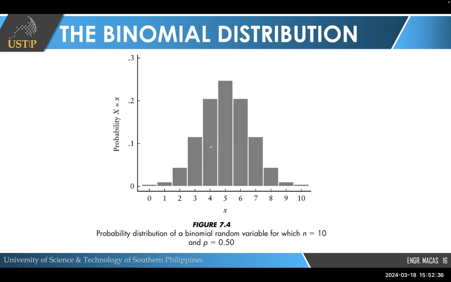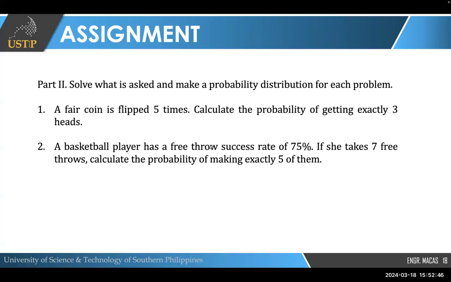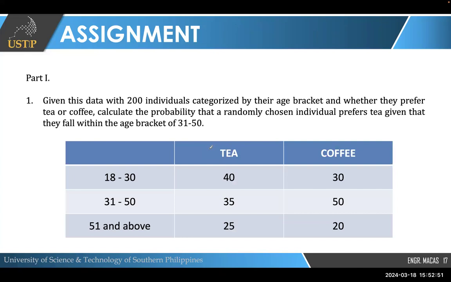We'll go to Poisson distribution next lecture, but first, I'll give you this assignment. This is supposed to be, again, the seat work for conditional probability, and then this one is for this topic, binomial distribution. All you have to do, class, is solve for the probability that a randomly chosen individual prefers T given that they fall within the age bracket of 31 to 50. You can use Bayes theorem or the conditional probability formula. Either way, you will get the same answer.